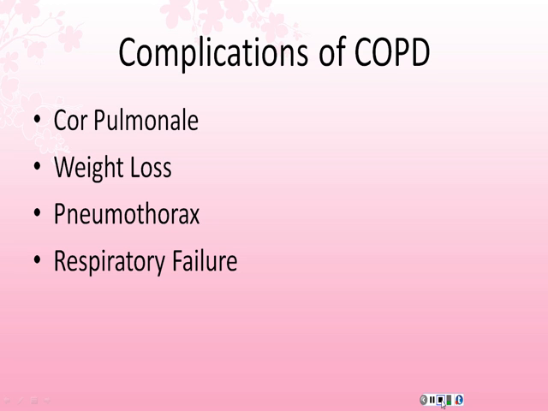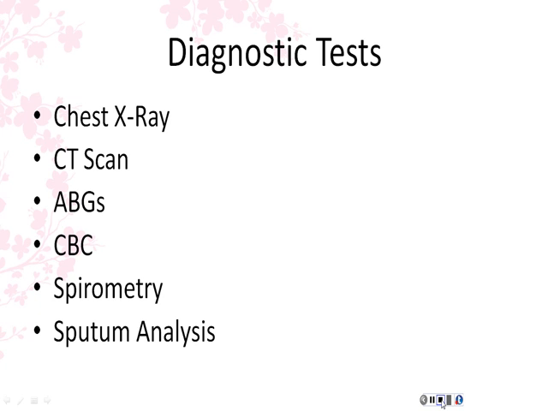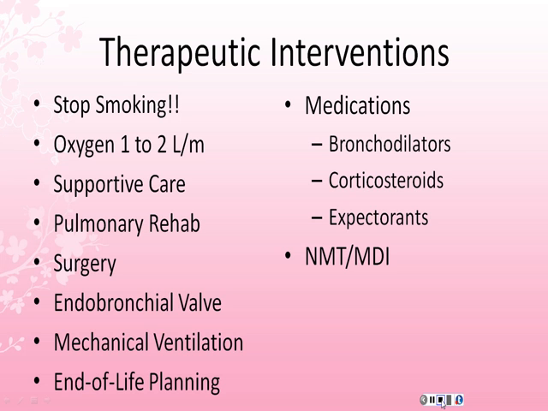Diagnostic tests: chest x-rays, CT scans, they can do ABGs, CBCs, spirometry, and also sputum analysis. Therapeutic interventions: again, stop smoking, that's the number one. Folks can also be placed on oxygen, supportive care, pulmonary rehab, and surgery to remove really damaged tissue. An endobronchial valve is a one-way valve placed in a diseased lung that allows the healthy lung tissue more space to expand.